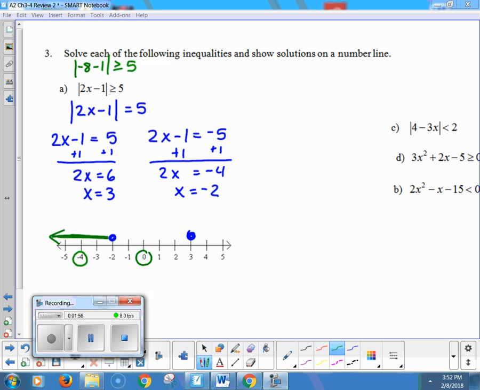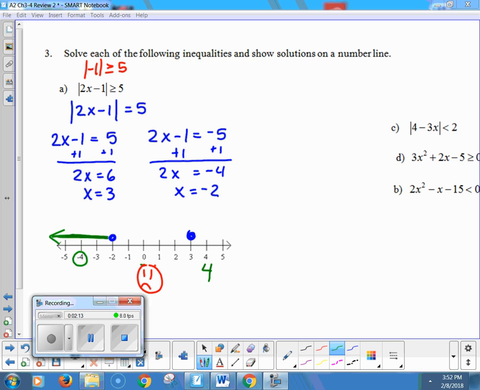I could test 0. 0 is convenient. If x is 0, I get the absolute value of negative 1. It has to be bigger than or equal to 5. And that is definitely not true. So I know the region in between negative 2 and 3 must fail.